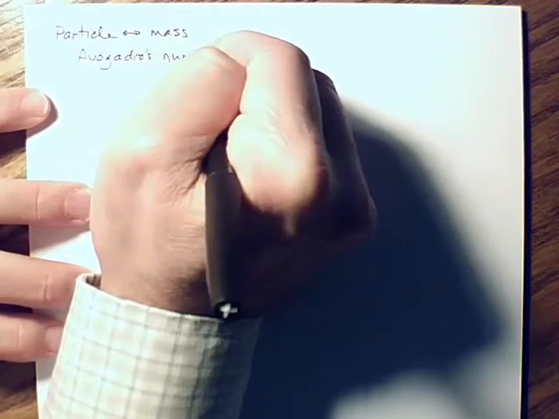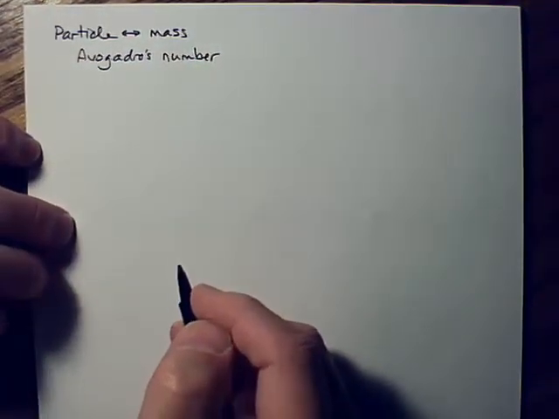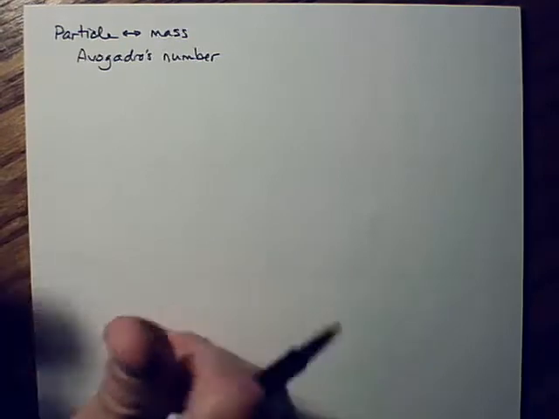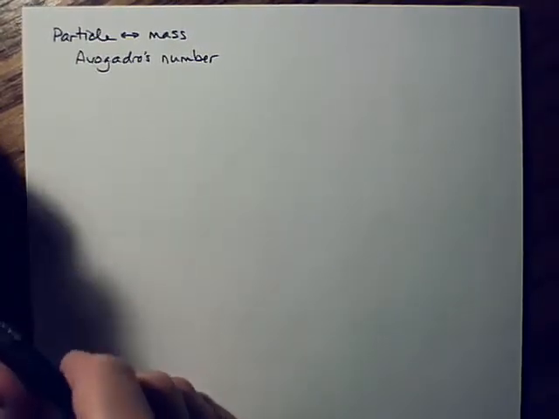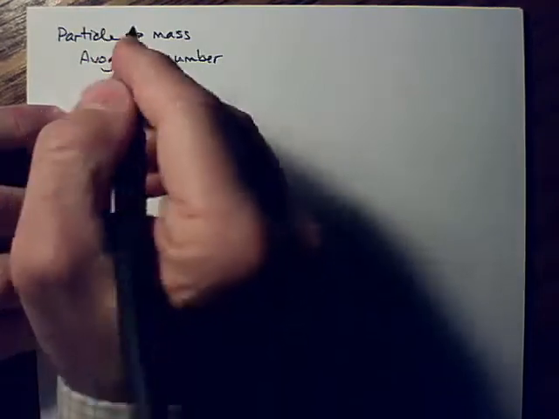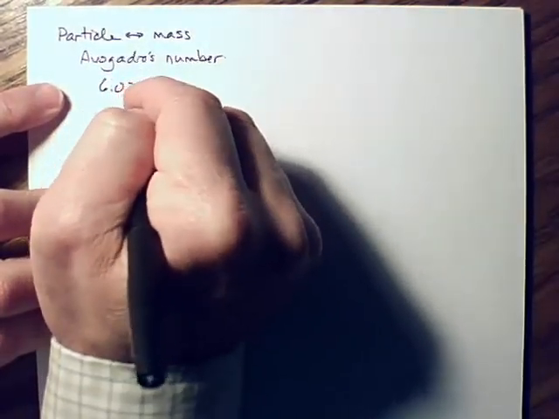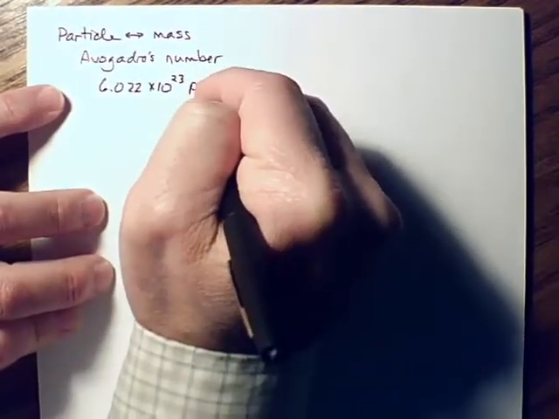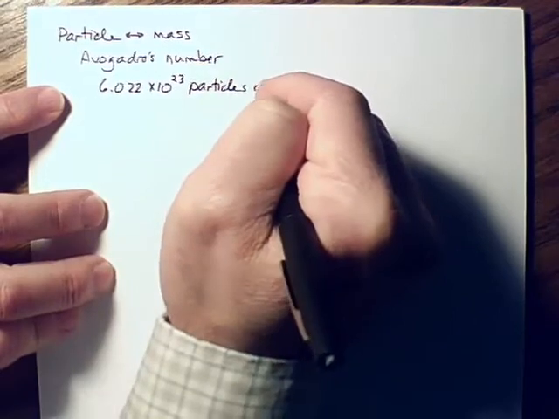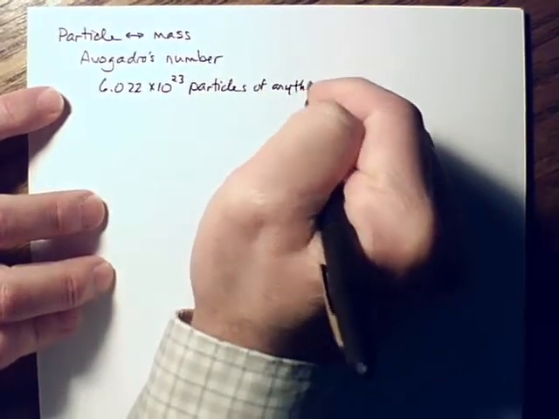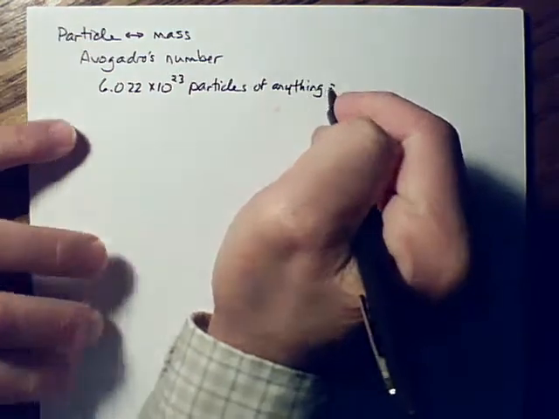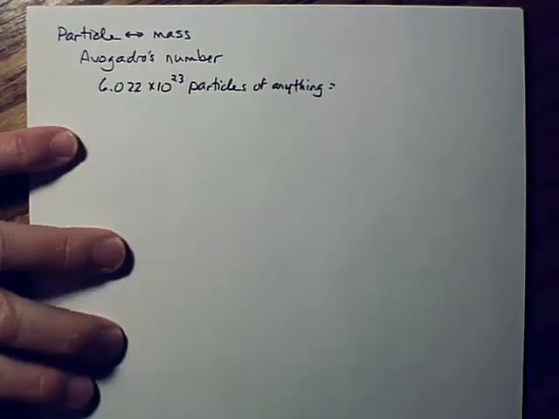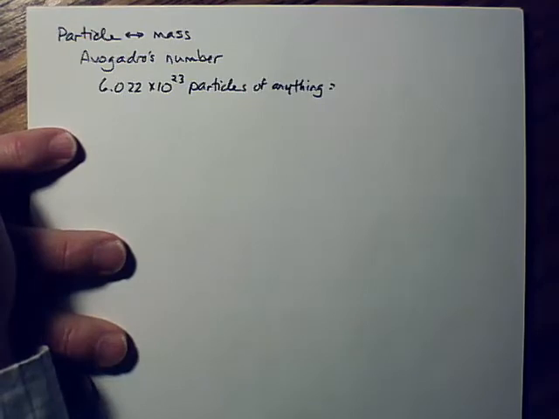Now, Avogadro didn't come up with a number. He came up with a theory underlying the process, and other scientists later on figured out the number of particles in a mole. Okay? And the number is 6.022 times 10 to the 23rd power particles of anything. And it could be literally anything. But most of the time in a high school chemistry class, the kind of particles we're dealing with will be atoms or formula units or molecules or something like that.